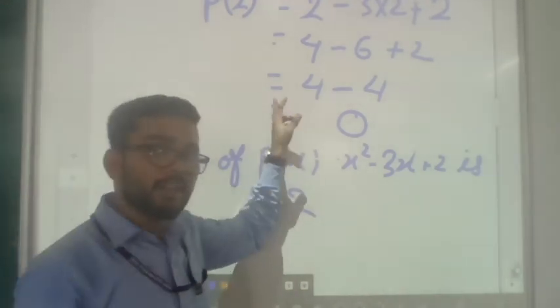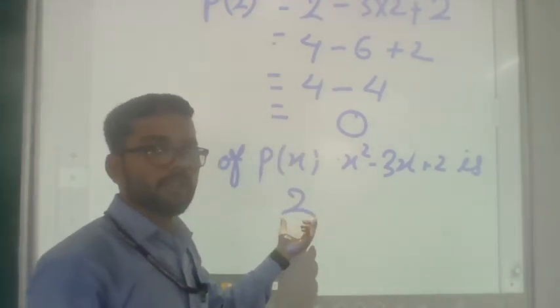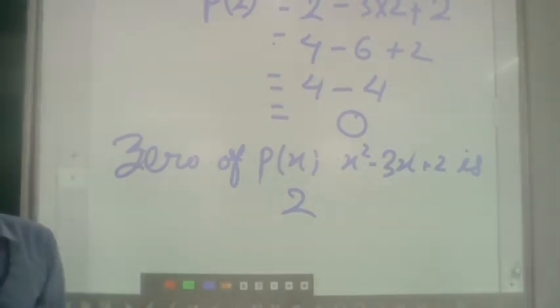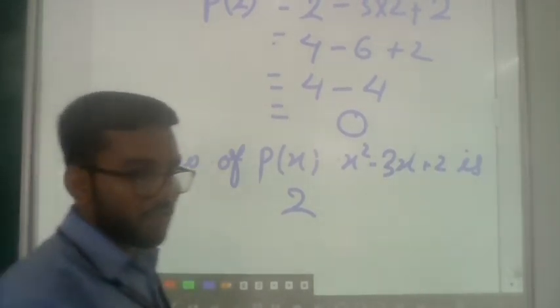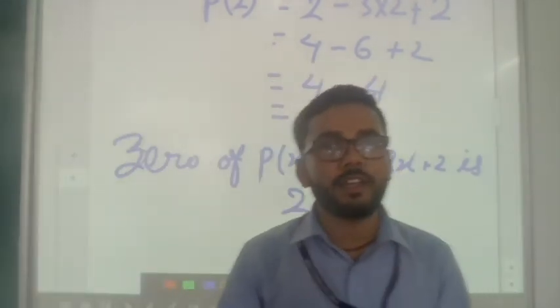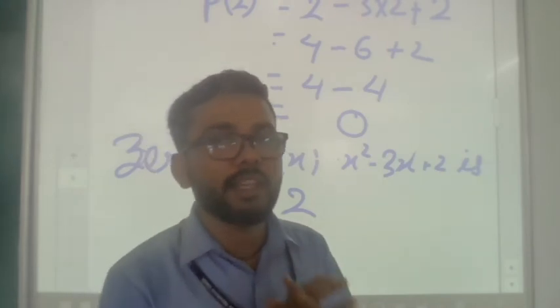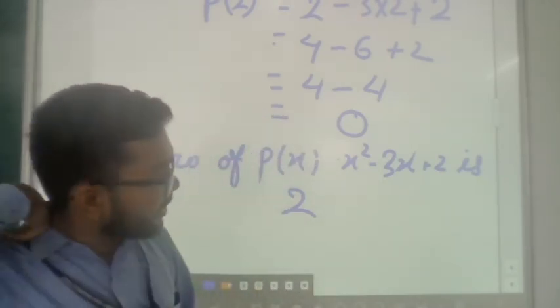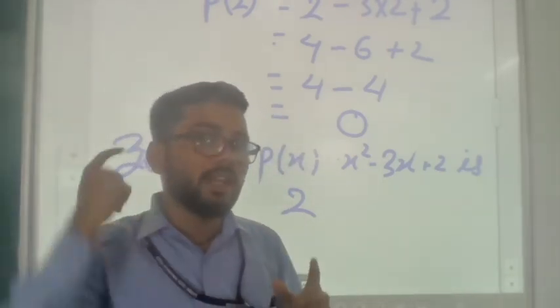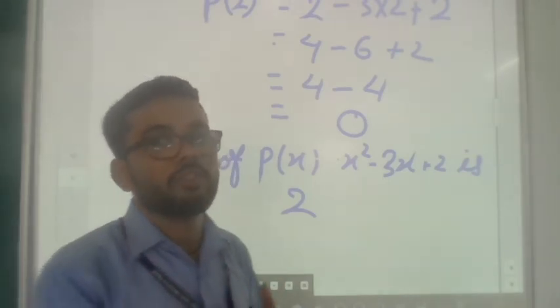One zero is 1 and another 0 is 2. Okay. So these are the examples of how to find the zeros. Values means if we replace the variable by any real number and get the value 0, that real number is the zero of the polynomial.